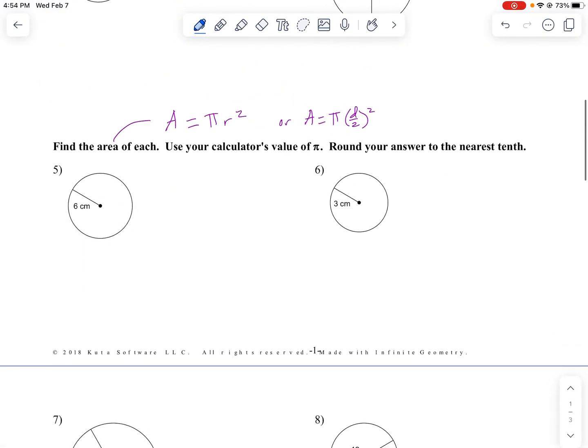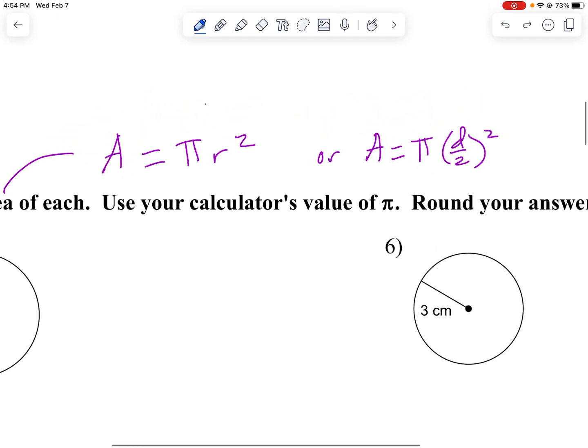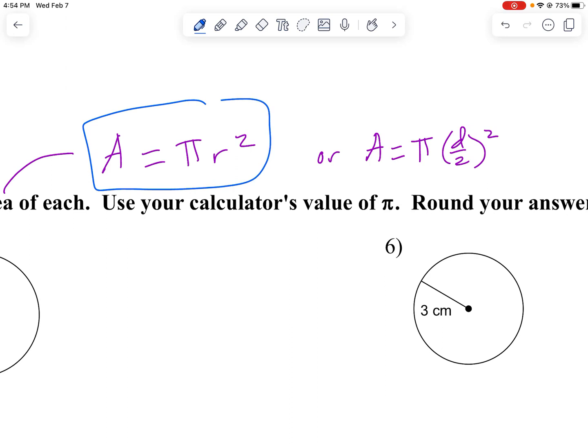When you get to the next one, it asks for the area of a circle, which is how much space the inside of this circle encloses. And so there's a slightly different formula for that. Most people learn this one. Area is pi r squared. That's probably the easiest one to remember.